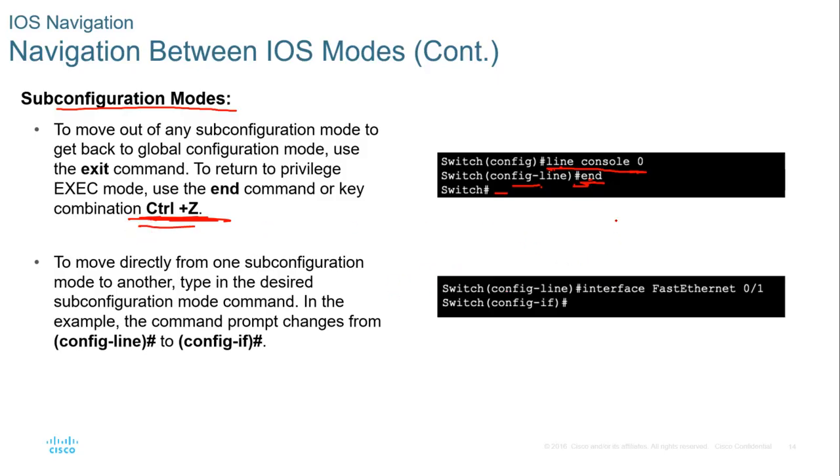Then to switch, for example, if you are in this line configuration mode, you can type a specific command to change the sub configuration without exiting. As you can see, here it is in line mode, so you should not get confused. You type interface fast Ethernet, and it will switch and take you to the interface configuration sub mode.